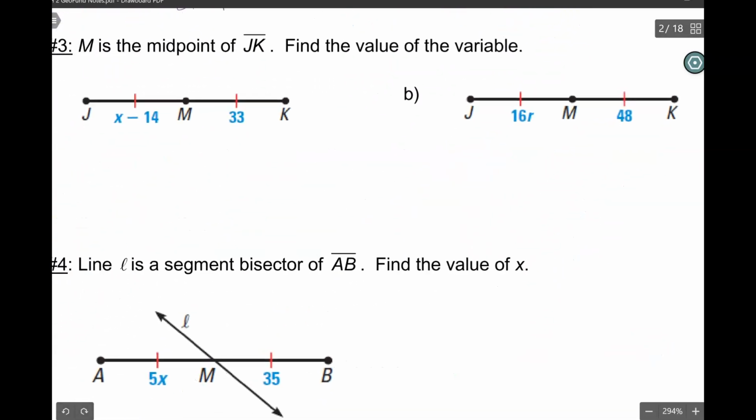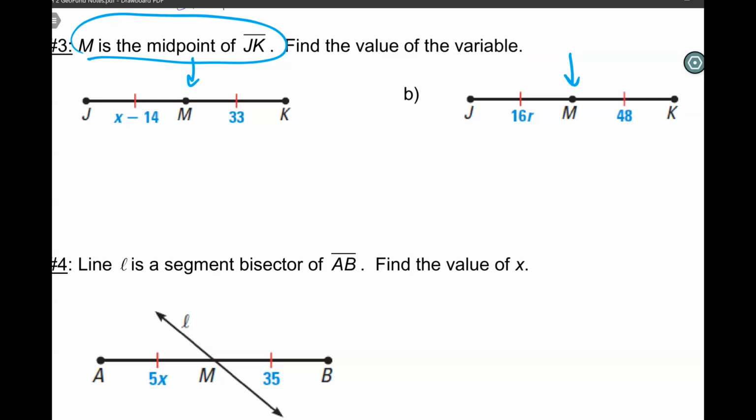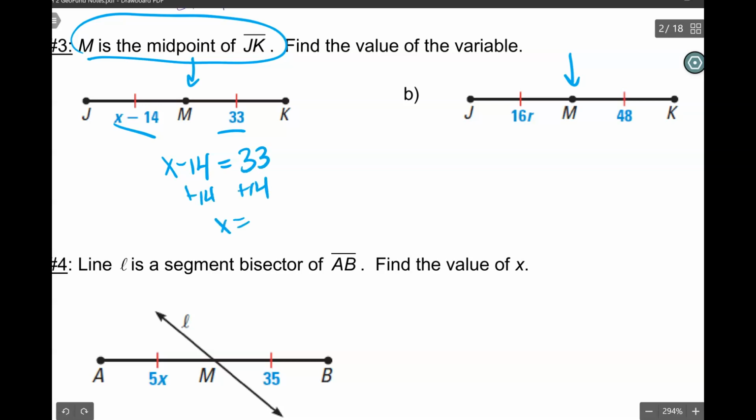All right, M is the midpoint of JK. Find the value of the variable. So we're saying that this is the midpoint. Because I cut it into two congruent segments, that means they are going to be equal. I can set x minus 14 equal to 33. So x is 47.